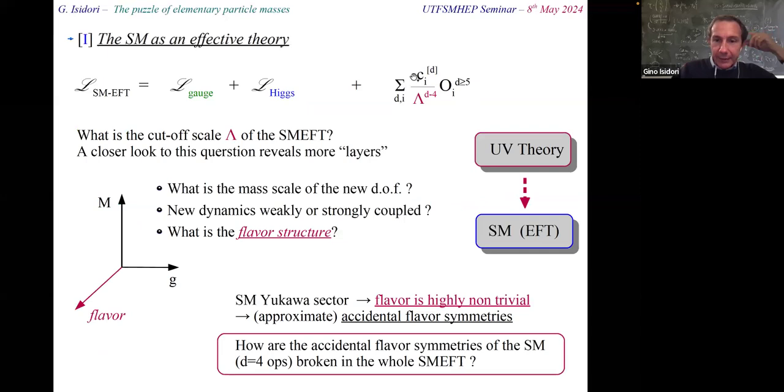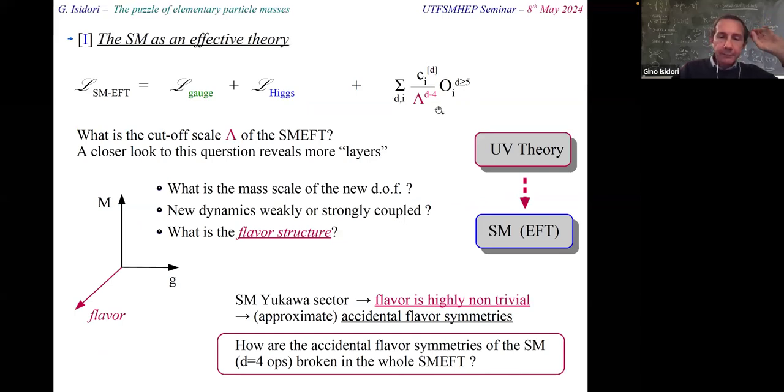Clearly, this term is the puzzle. For the moment we don't see any deviation from this sector here. So the question we need to quantify is how these accidental flavor symmetries that are defined by this sector are broken in the SMEFT.